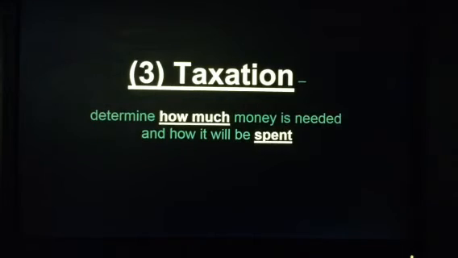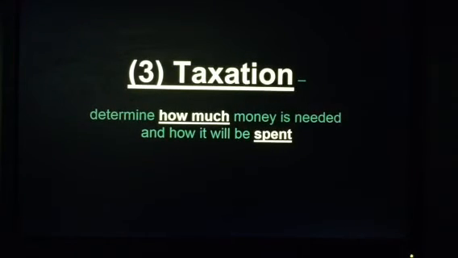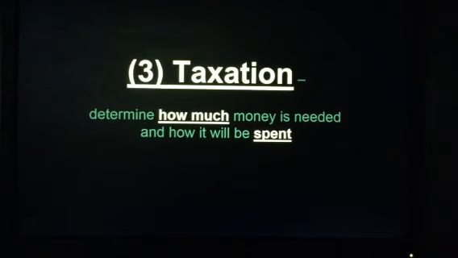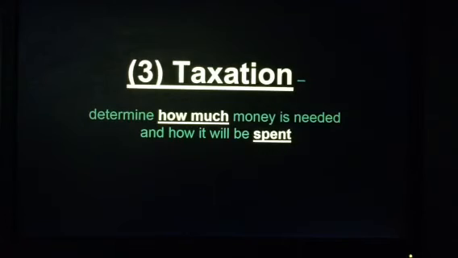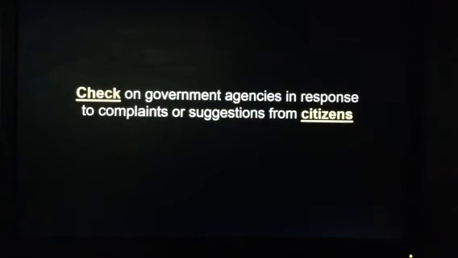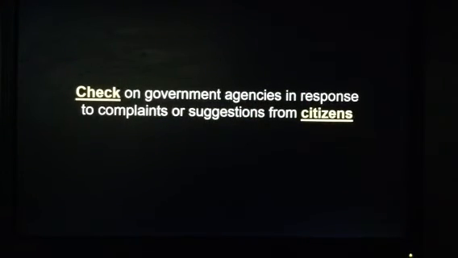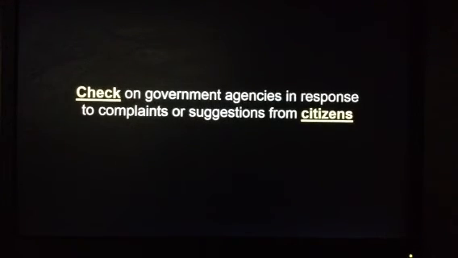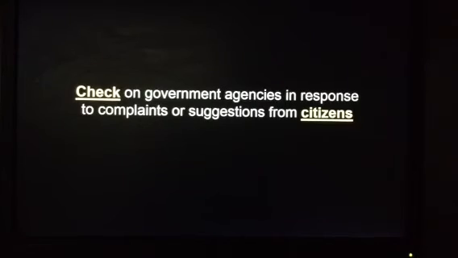Taxation, of course, how much money is needed. The revenue coming in is through taxes. Expenditures is spending. The General Assembly must determine taxes. Check on government agencies in response to complaints or suggestions from citizens. Very important role for the General Assembly.